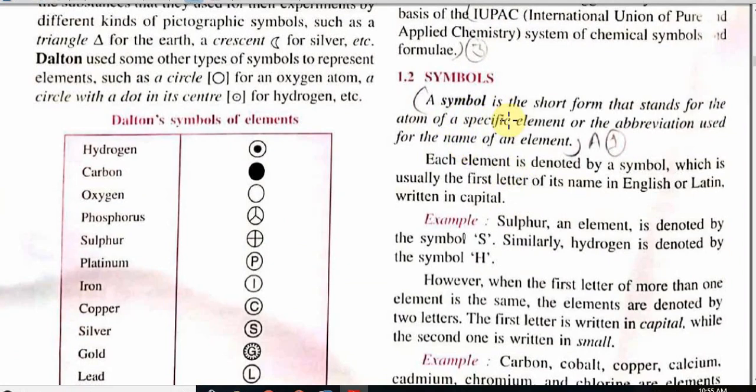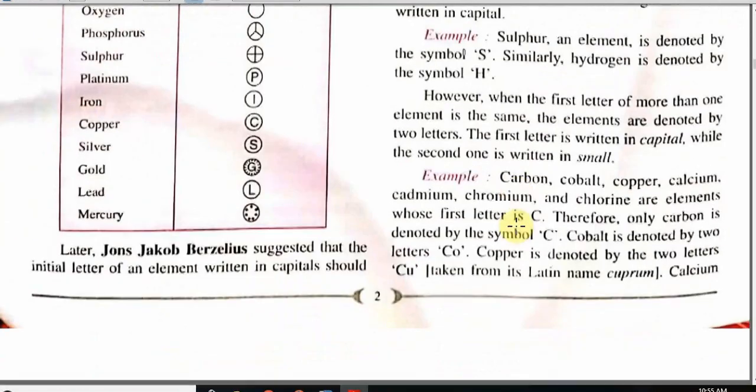Now, going to the symbol. What is a symbol? A symbol is a shorthand form that stands for an element. Like sulfur is denoted by S, so we can say S is the symbol of sulfur. Hydrogen is denoted by H, so H is the symbol of hydrogen. However, when the first letter of more than one element is the same, the elements are denoted by two letters.